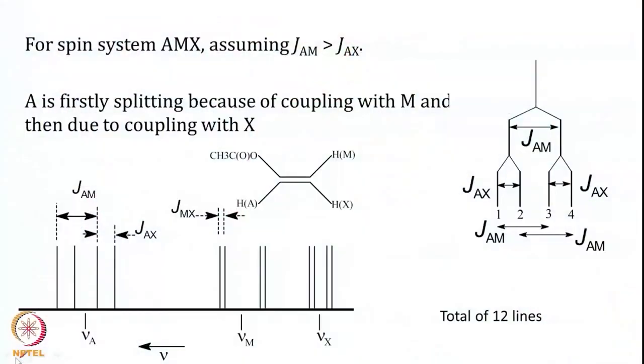So let us look at some of the more interesting examples. We have defined the AMX system. For the AMX system, the separation in the resonance frequency between A, M and X is quite large, and we assume that the couplings JAM and JAX are different. So JAM is more than JAX. How will they split? Now A will first be split because of the coupling with M, because this coupling constant is higher, and then eventually it will split because of the coupling with X.